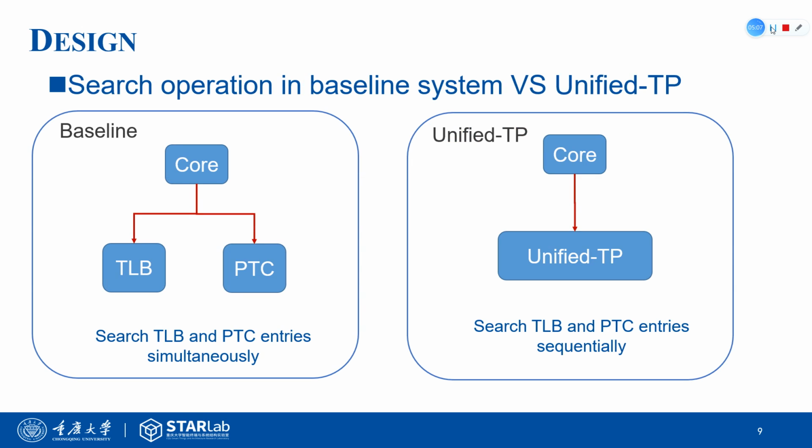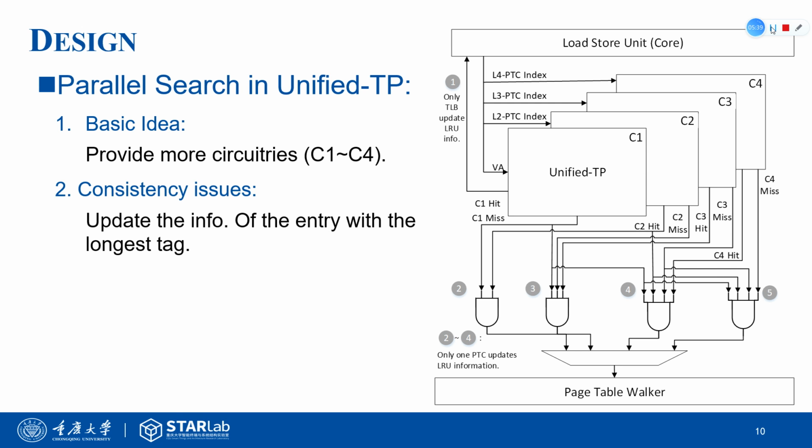Since the baseline system has respective circuitries for TLBs and PTCs, searching entries can be executed in parallel. In contrast, searching entries in unified TP would have to be executed in sequential order if there is only one circuitry. Therefore, we propose a parallel search scheme. The basic idea is to provide equal circuitries as the baseline system. When receiving a memory request, each circuitry checks one of the corresponding entries among the TLB and level 2 to level 4 entries.